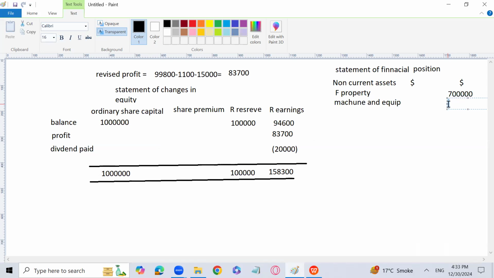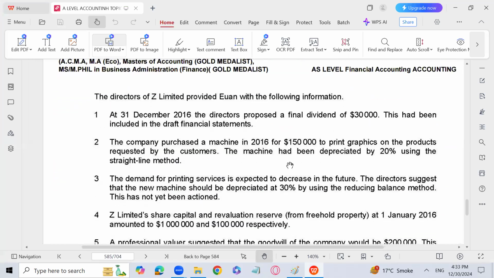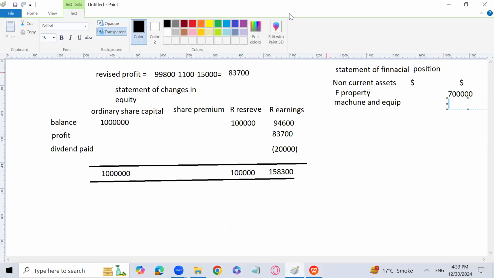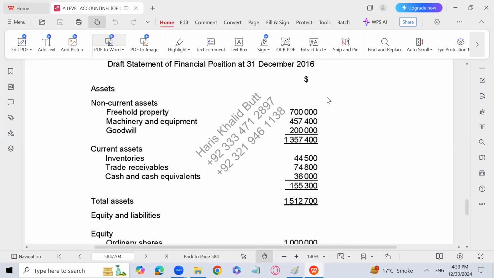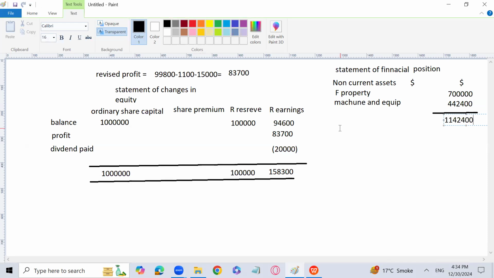So what is the amount? 457,400 minus 15,000. Why, sir? Because the asset had been depreciated by 20% with the straight line method, but because of the decrease in demand in the printing service, it should have been depreciated by 30%. We have to subtract 15,000 more, right? So what is the amount? The amount will be 442,400. Next is the value of goodwill. It will not come because goodwill is an intangible non-current asset. The total is 1,142,400, so the total I'm going to write is 1,142,400. That is for non-current assets. Then come the current assets.